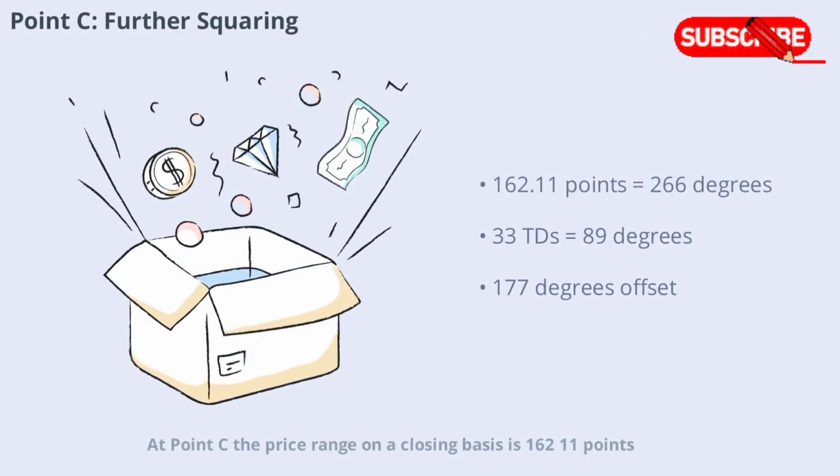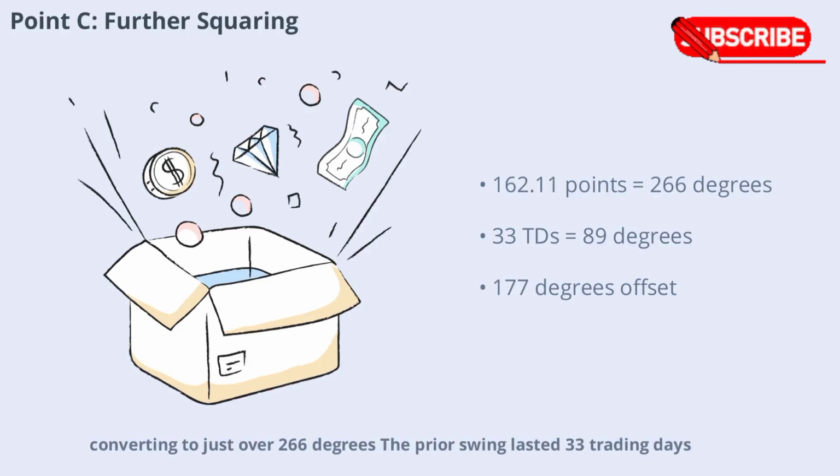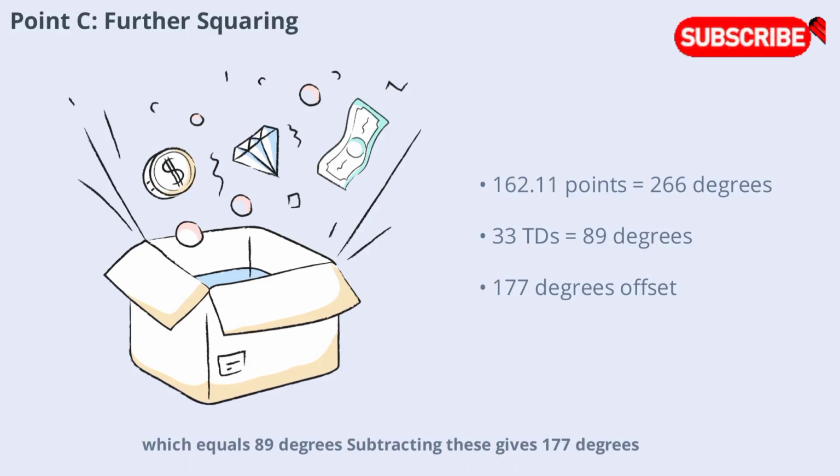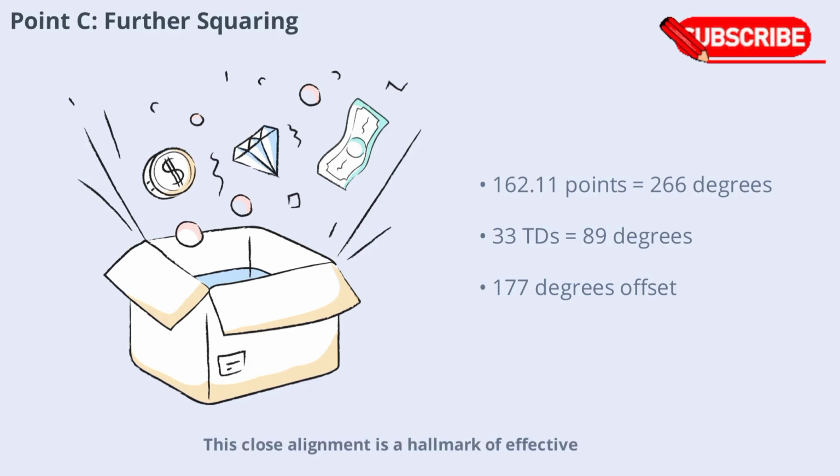At point C, the price range on a closing basis is 162.11 points, converting to just over 266 degrees. The prior swing lasted 33 trading days, which equals 89 degrees. Subtracting these gives 177 degrees, placing the price and time within a few degrees of a perfect square at an offset of 180 degrees. This close alignment is a hallmark of effective squaring and can be a powerful signal for traders.